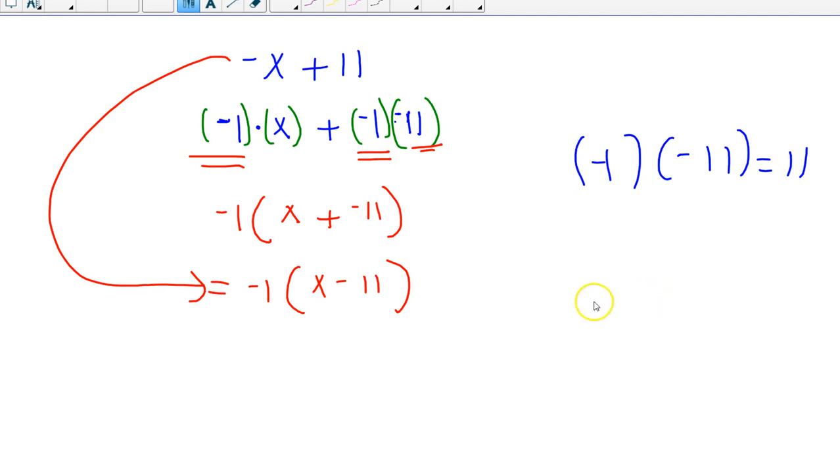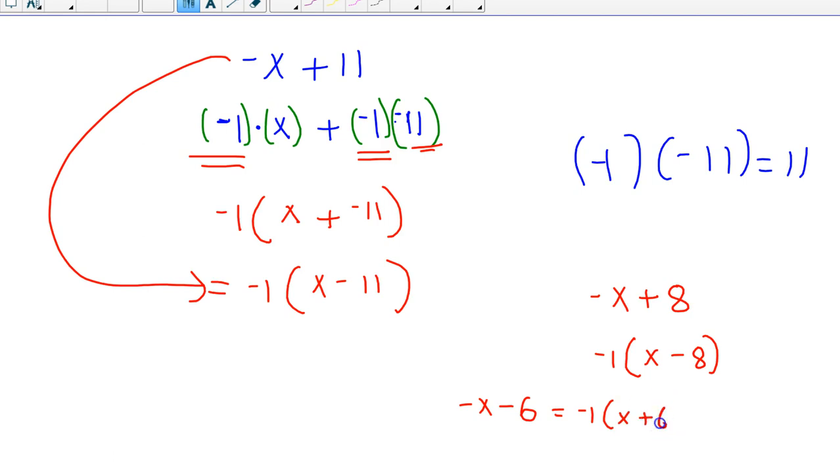Let me just give you another example. Suppose it is negative x plus 8. How do you separate this negative sign from x? I'll just write negative 1 times x minus 8. That's all, as simple as that. In case it is like negative x minus 6, in such case, it is negative 1 times x plus 6, because negative times positive is negative.